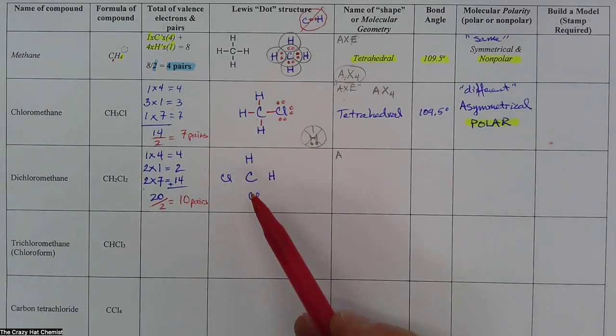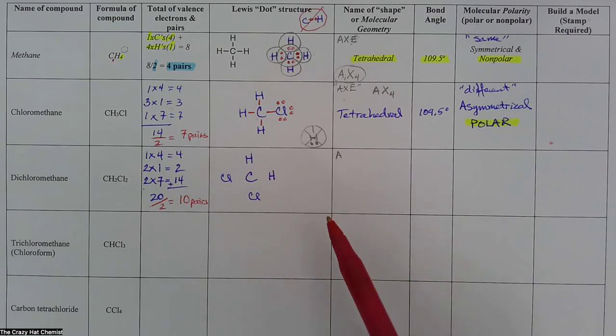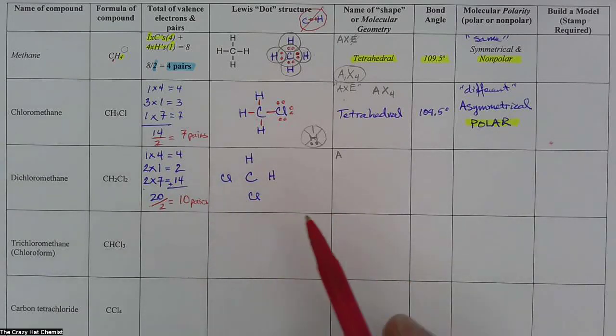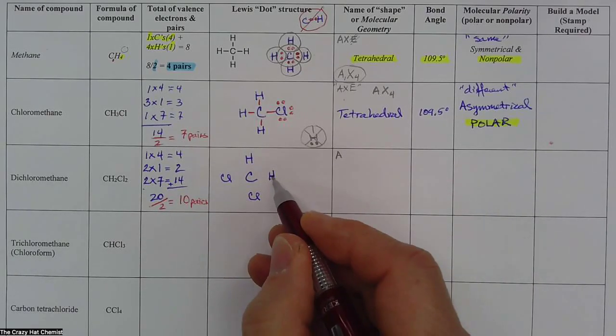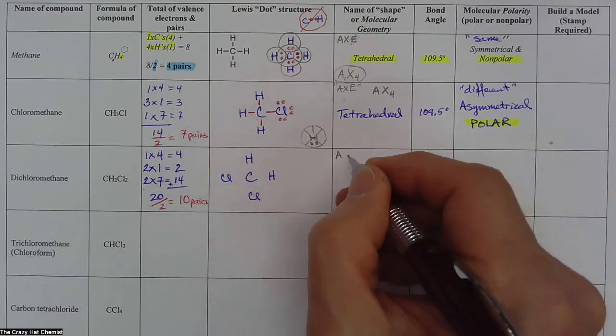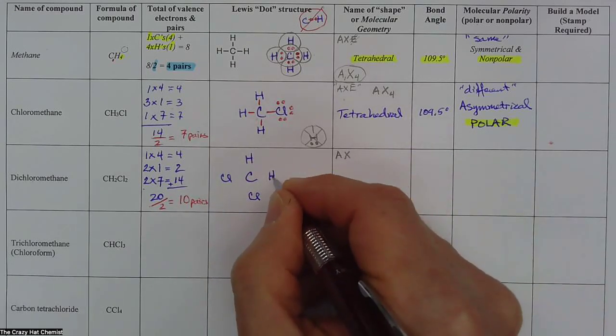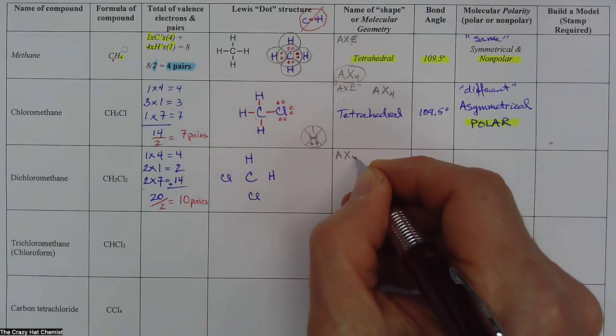We could have had the chlorines opposite each other, or we could have had them adjacent to each other, just like it is there. Perfect. The hydrogens and the chlorines are going to be the X's. How many of them are there? 1, 2, 3, and 4. There are 4 of them.